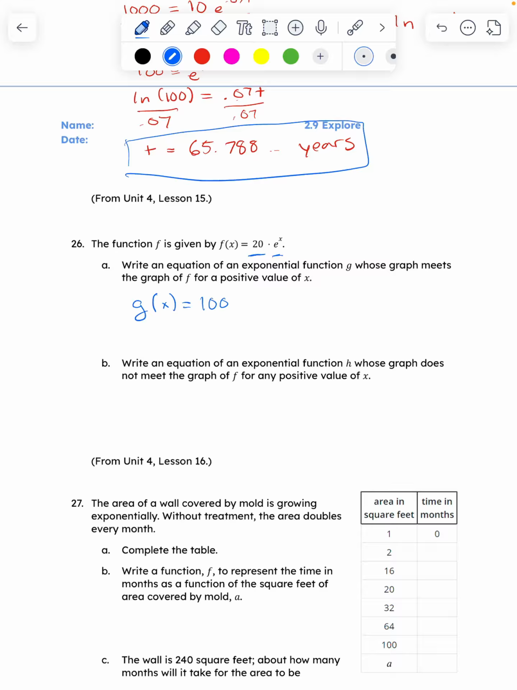And then I need something that's going to grow faster than e to the x. Well, one thing that'll grow faster than e to the x is e to the 2x. That's for sure. It's definitely steeper. 2x is bigger than x, for, again, we are considering positive values of x here.